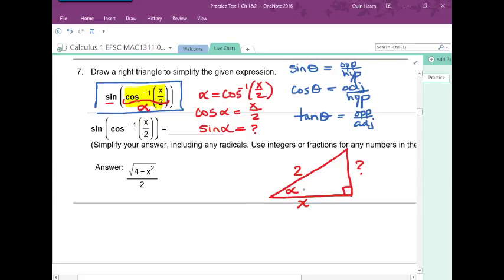Well, we know the relationship between the lengths of the sides of a right triangle is given by the Pythagorean theorem, a squared plus b squared equals c squared. So our legs are x and the unknown side, and the hypotenuse is 2. So x squared plus the unknown side squared is equal to 2 squared. So the unknown side squared is going to be 2 squared minus x squared, or 4 minus x squared.